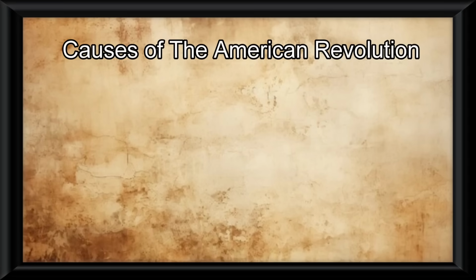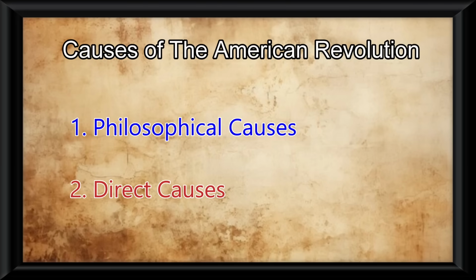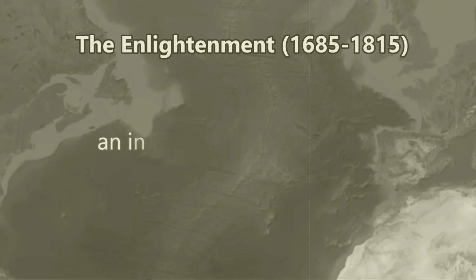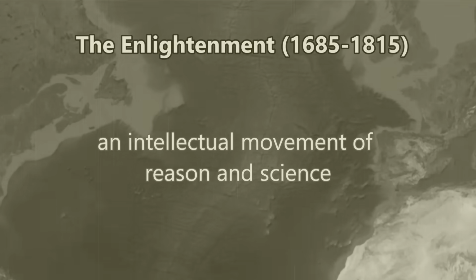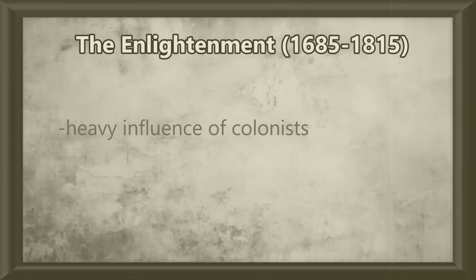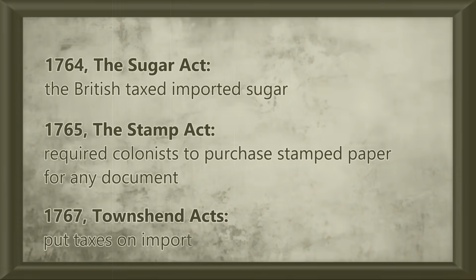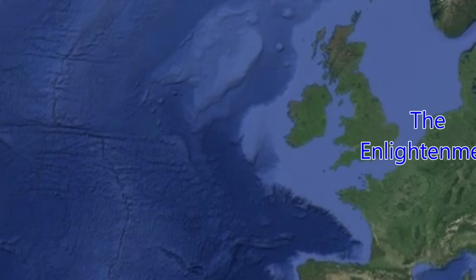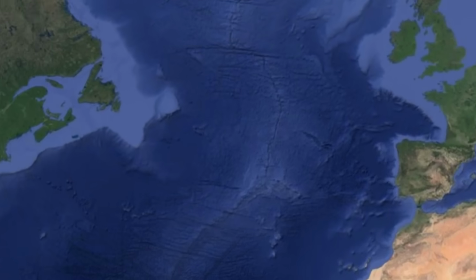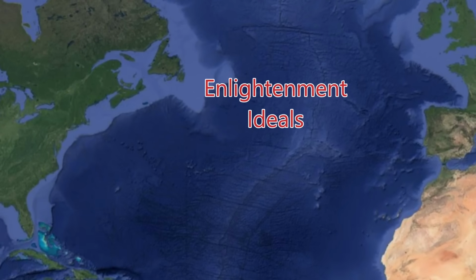The American Revolution's causes lead into two fields of thought: philosophical and direct causes. This video is on the philosophical causes. So if you remember back in Unit 2, I said the Enlightenment started in Europe, which was an intellectual movement of reason and science. This would have a heavy influence on colonists later when the revolution would start. Around the same time all these taxes are being imposed by the British, the Enlightenment is running rampant through Europe. And because of the Atlantic world, these Enlightenment ideals get spread to the British colonies.